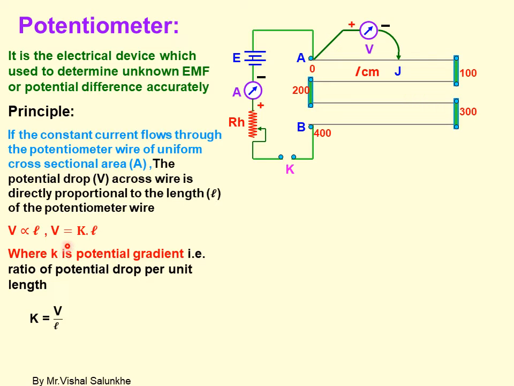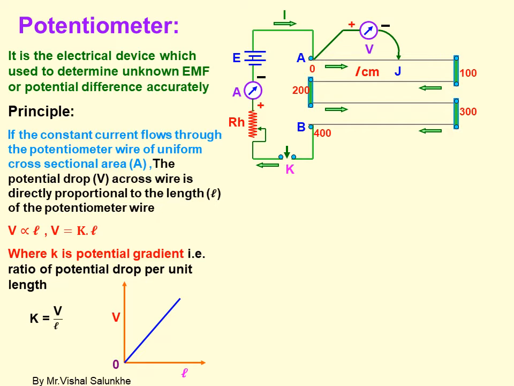And this K is a constant called potential gradient. And how do we define this potential gradient? Potential gradient is the ratio of potential drop per unit length. So K is equal to V upon L. That is potential gradient. It is the ratio of potential drop per unit length, isn't it? And the SI unit of potential gradient is obviously volt per meter, because potential drop will be measured in volt and length is in meter.